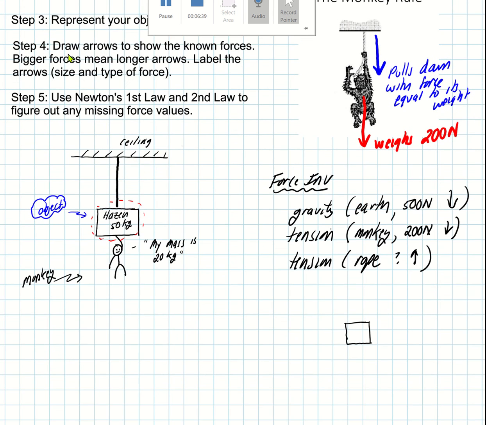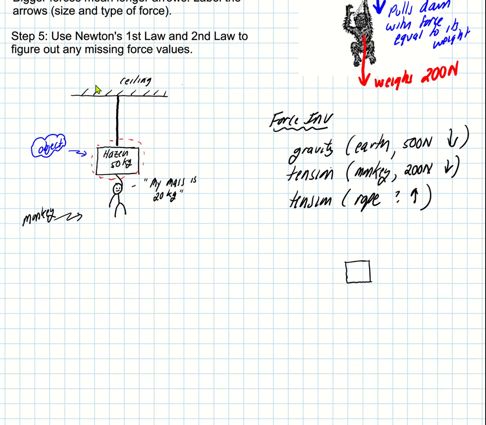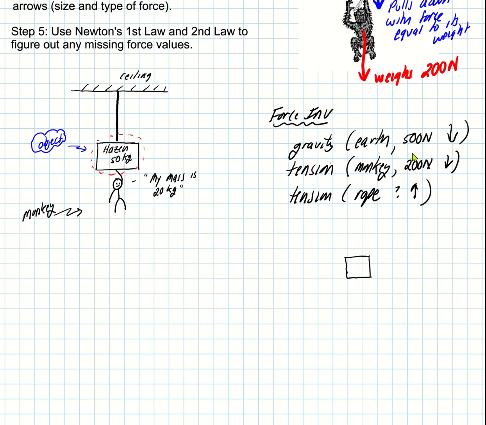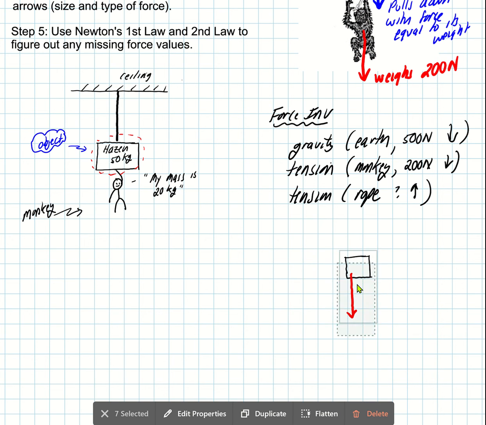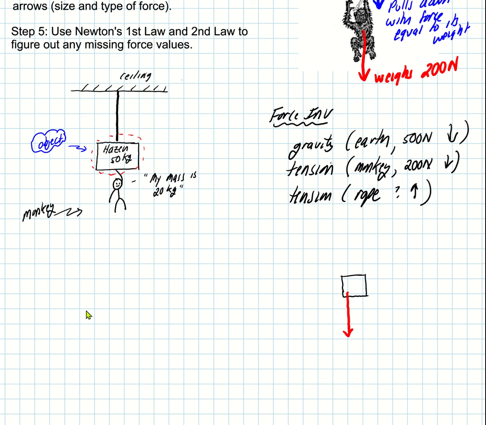Step 4 is draw arrows to show the known forces. I have 2 forces that I know the size of. I'm going to pick the biggest one so I don't make my arrows crazy long. So gravity is 500 newtons. I like to do gravity in red. Not sure why. Since I decided to make my gravity force longer, I've got to make this lower so I have room for my up forces.